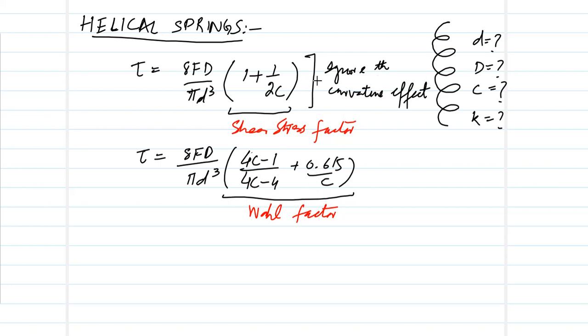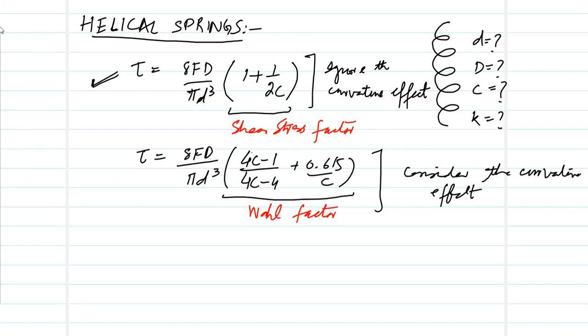So if in the exam it is written ignore the curvature effect, you have to use this relation for the shear stress. But if in the exam it is written that consider the curvature effect, then in that particular case you have to use this relation, which is 8FD over pi d cube into (4c minus 1) over (4c minus 4) plus 0.615 divided by c.